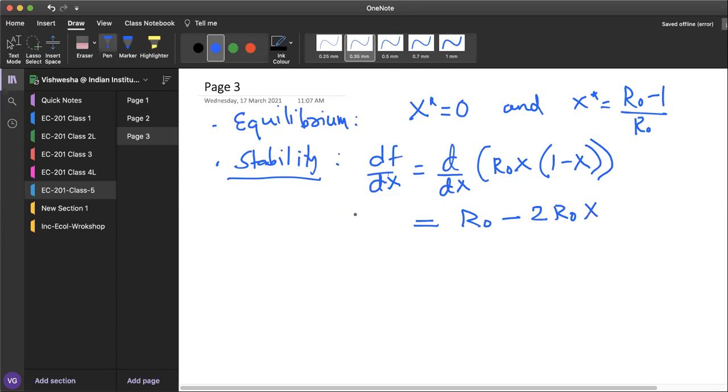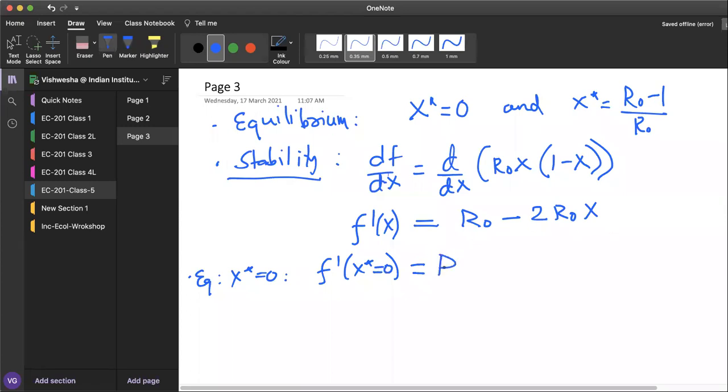Okay, so what is this? This is f prime of x. So let's evaluate this at equilibrium. X star is equal to 0. So we will do this for the first equilibrium. We are trying to find the stability criteria. So if I now set x star is equal to 0 in this equation, what do we get?